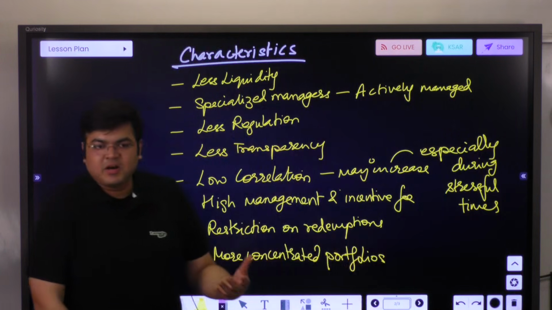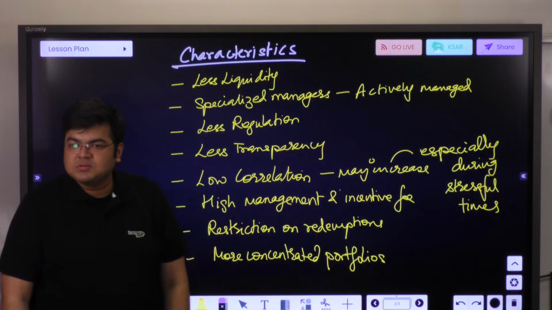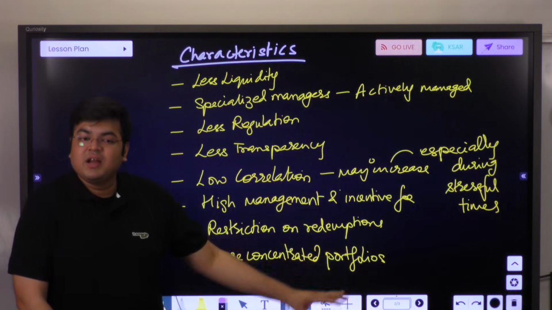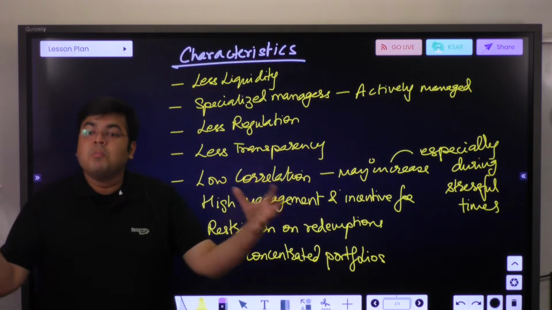When you're investing in a hedge fund, the minimum ticket size could be $1 million. Tell me, are you understanding? So with more concentrated portfolios, you'll have more concentrated, more bulky positions.